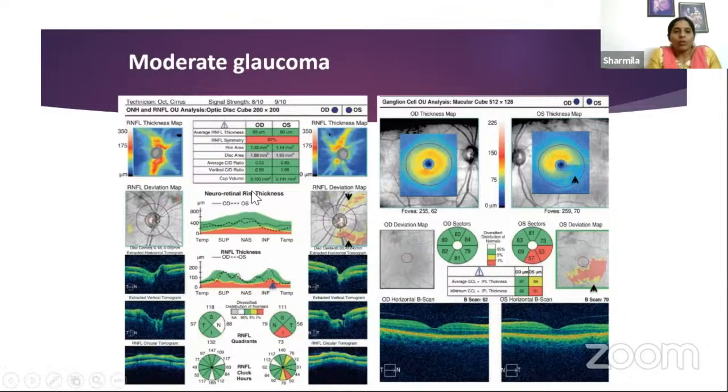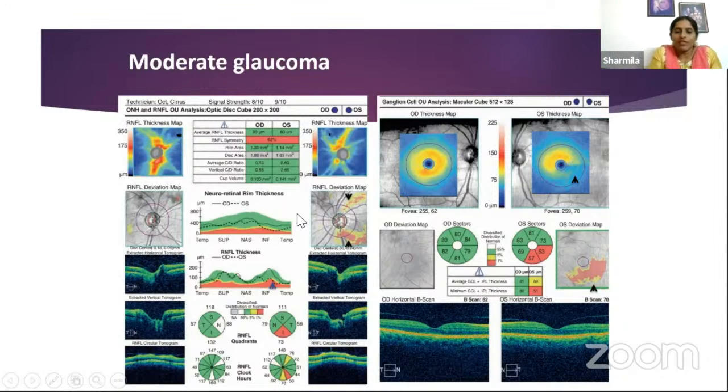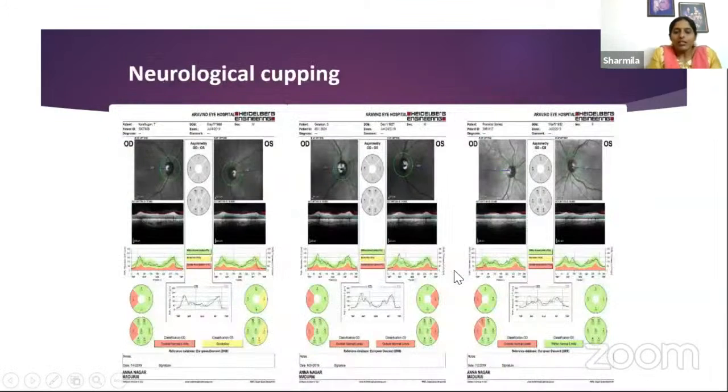In case of moderate glaucoma, this is a patient who has a very good signal. This is a moderate glaucoma patient. And here you see that there is an early glaucoma. Again, there is a macular ganglion cell loss, which you can pick up. So importantly, you have to differentiate neurological.